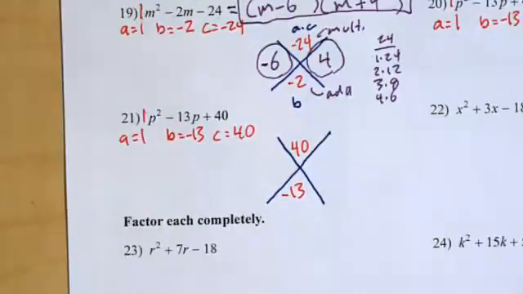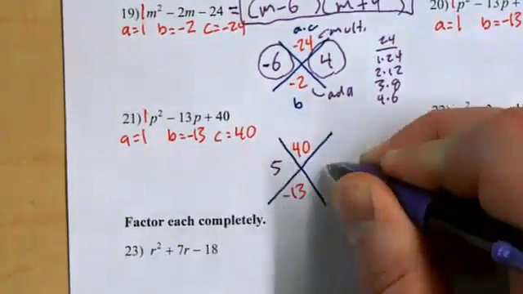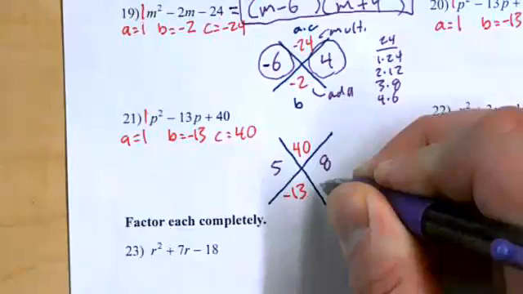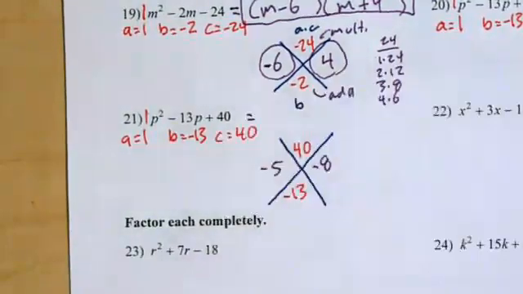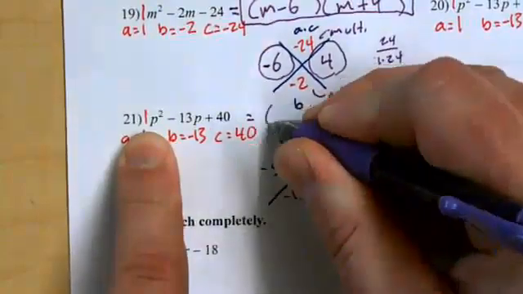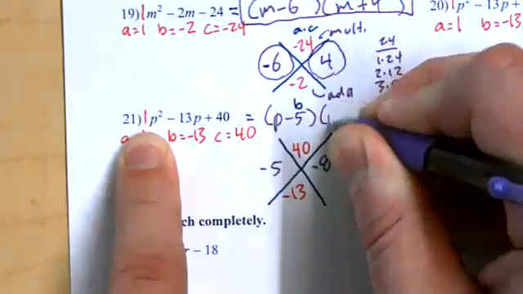10 times 4, that's not going to give me 13 though. 5 and 8 might work. 5 and 8, you want them both to be negative? All right, so negative 5 and negative 8, so that's it. So then all we have left to do is write down our final answer. This is a P problem, so it's going to be P minus 5 and P minus 8.